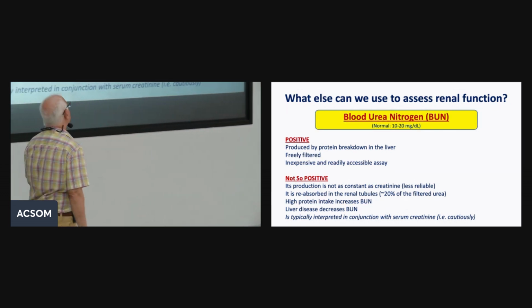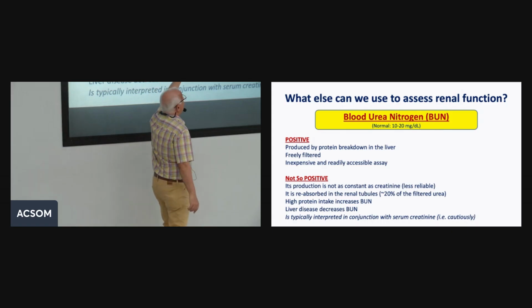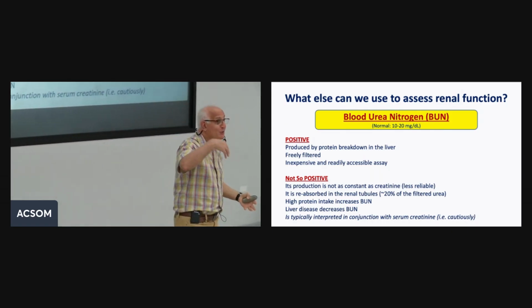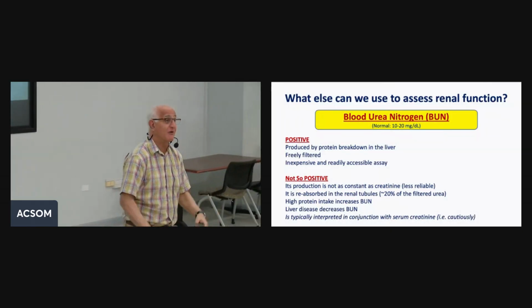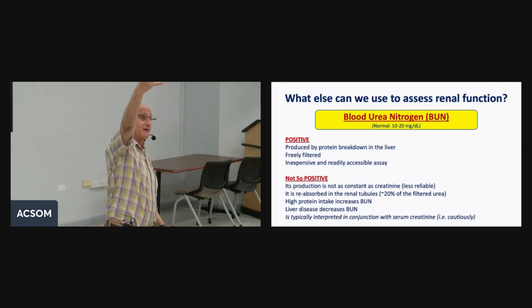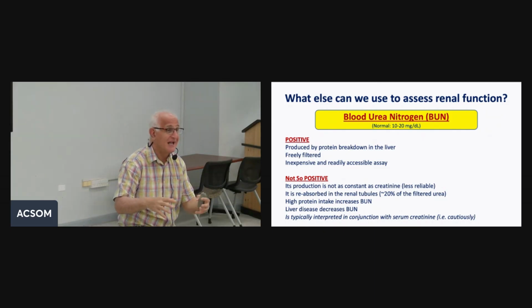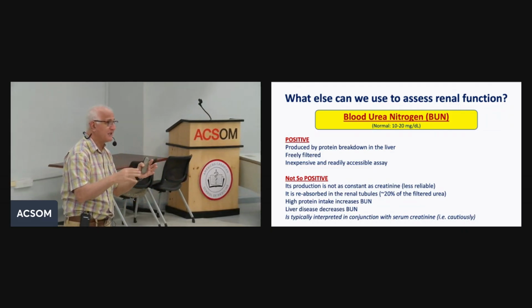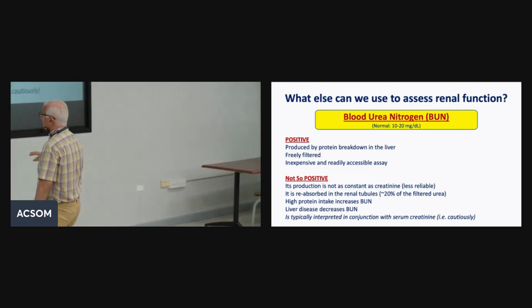The problem with urea is that, first of all, its production is not as constant. Somebody who takes a lot of protein, the BUN might go up. Somebody who is in the ICU has breakdown of the proteins, the BUN is super high. It doesn't necessarily affect their kidney function. It's the production of urea. So it's not as good as creatinine. We use it alongside the creatinine, right?